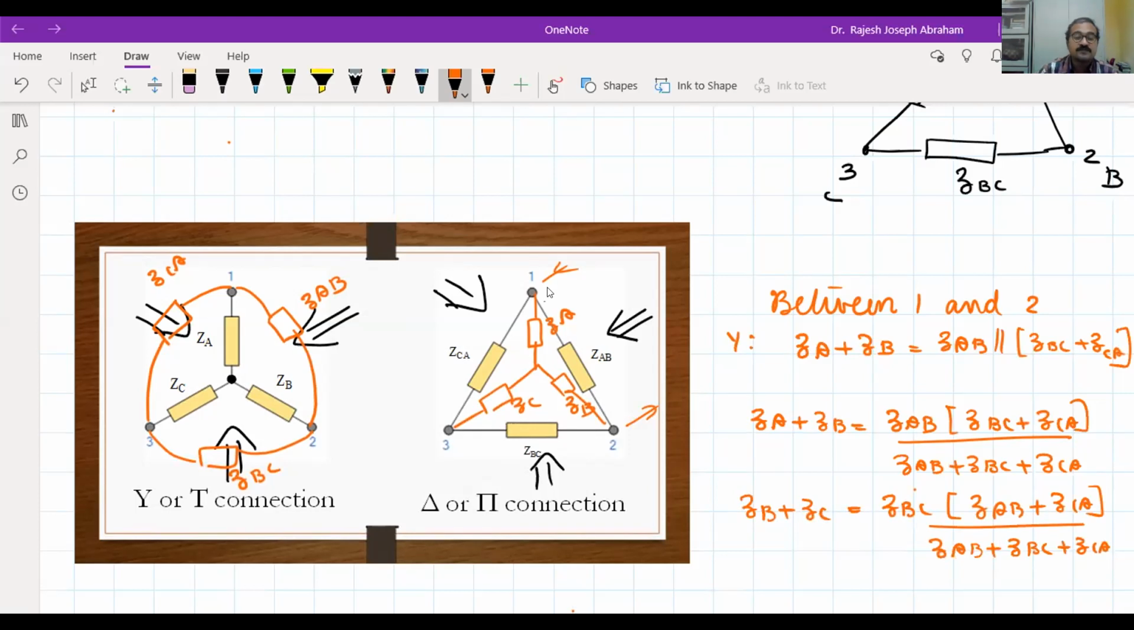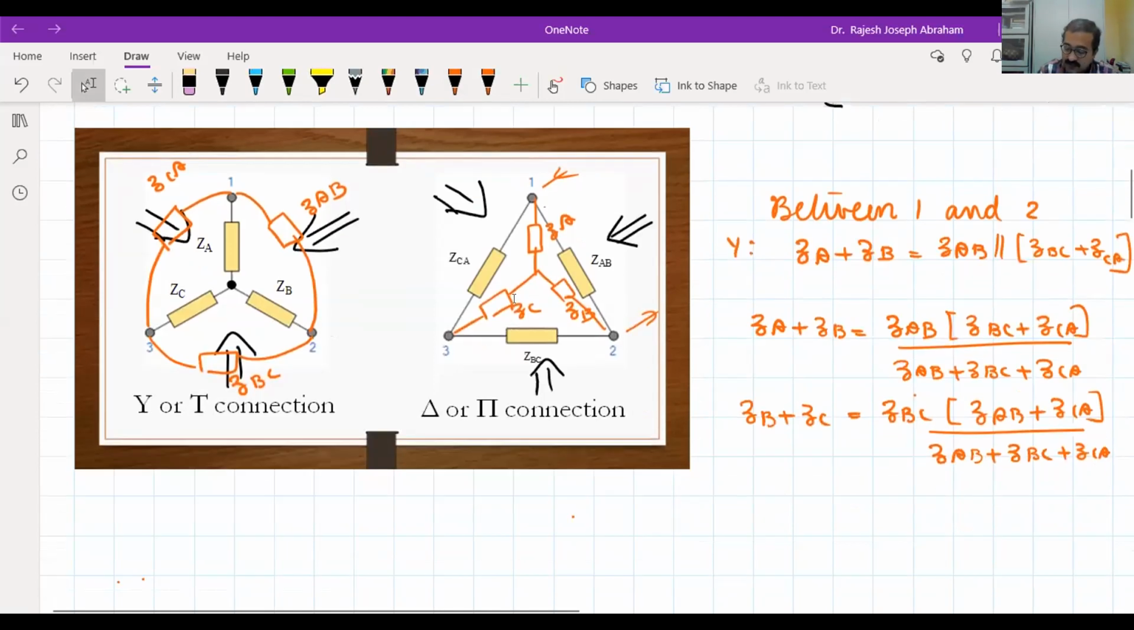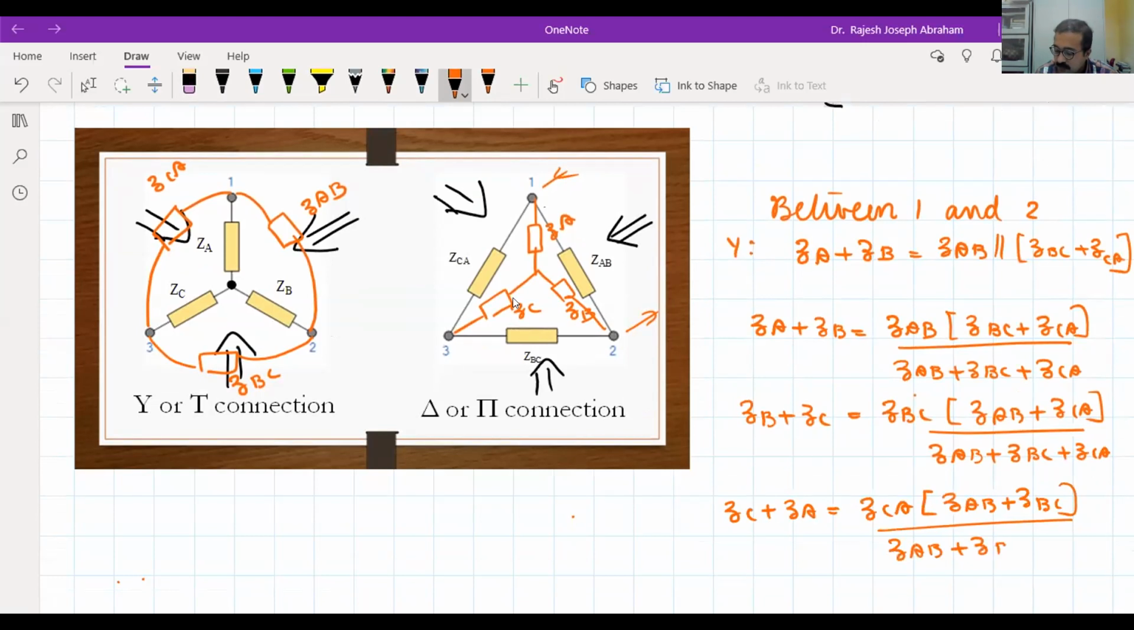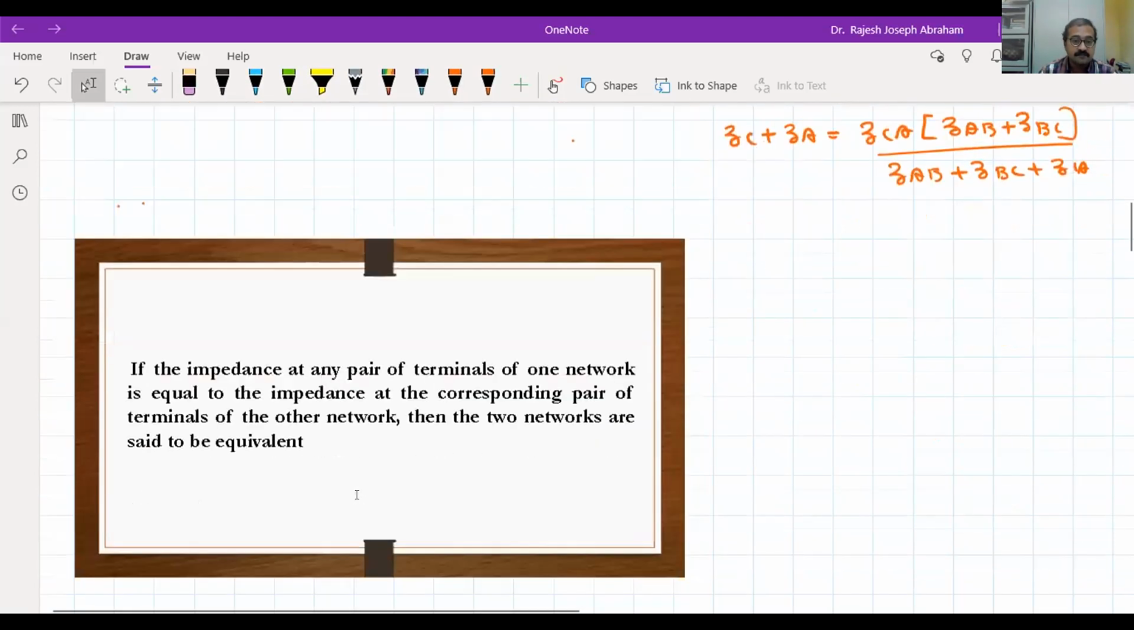Likewise, from terminals 3 and 1, what is the equivalent impedance seen? It is ZC plus ZA. And from here you will see that ZCA will be in parallel to ZAB plus ZBC. So I can write: ZCA into ZAB plus ZBC divided by ZAB plus ZBC plus ZCA. So this is how these equations establish the equivalence between star and delta. That is what's written here.